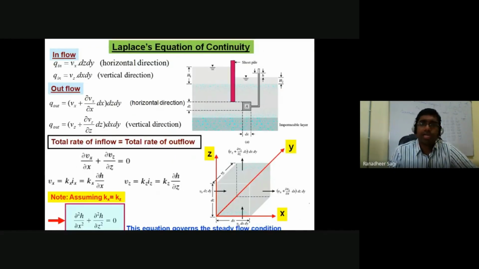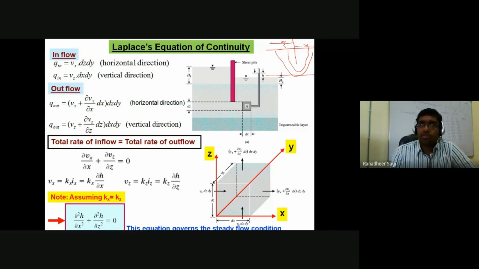So let's look at how to derive the Laplace equation of continuity for this particular flow problem. Let's say this is my soil, this is some sheet pile, here is some water body on the upstream, whereas the water body on the downstream might be somewhere till here. What is going to happen? Water tries to flow through the bottom of the sheet pile, through the cross section of the soil strata, from upstream to downstream.